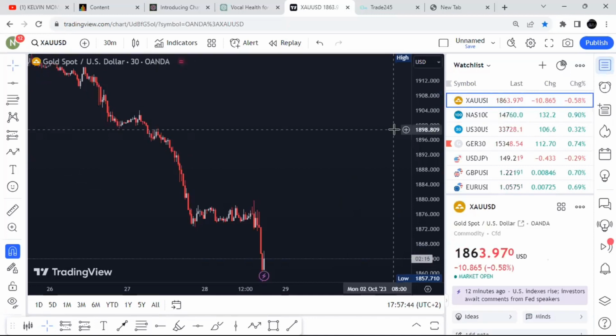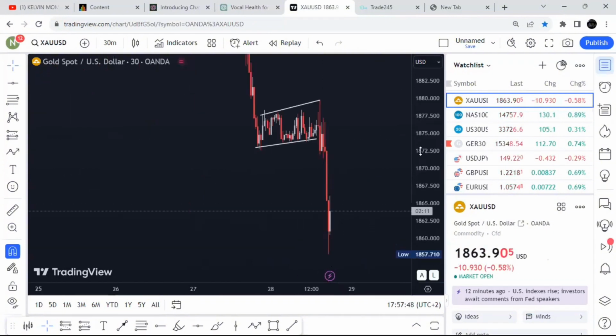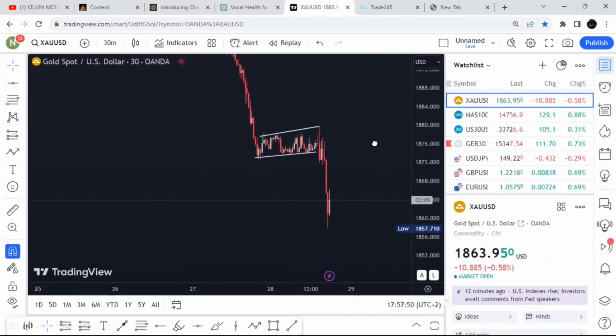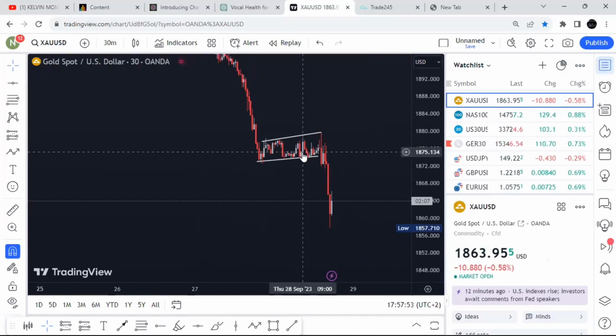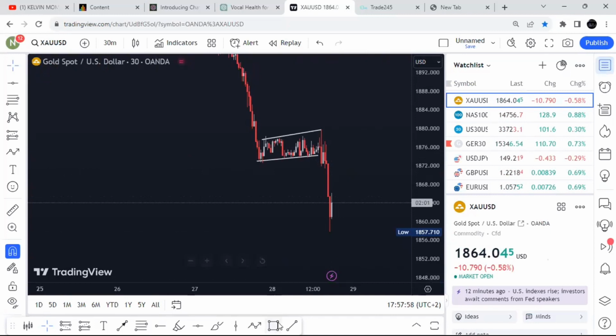Oh, and with gold, you can see gold. Unfortunately, I analyzed this, I think it was somewhere here. Then it dropped like crazy. So these are just basic patterns. You can see it's just an impulse, correction, and then an impulse. As simple as that.